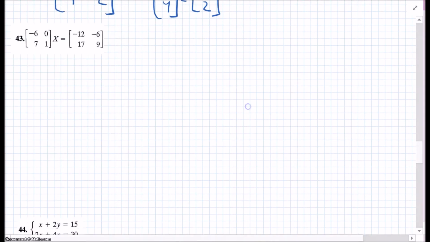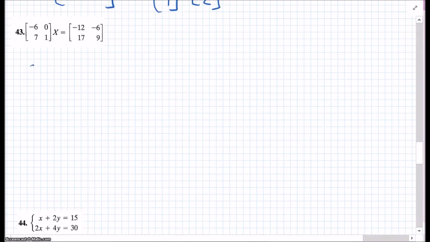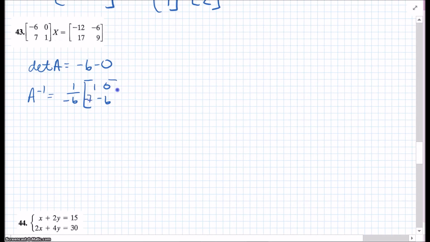Last one of these, I believe. Nope, a couple more. So we've got to find the determinant of matrix A, which is going to be negative 6 minus 0. So the inverse of A is 1 over the determinant, so 1 over negative 6. Flip your D and A, change your signs. So my inverse of A is negative 1/6, 0, 7 over 6, and 1.